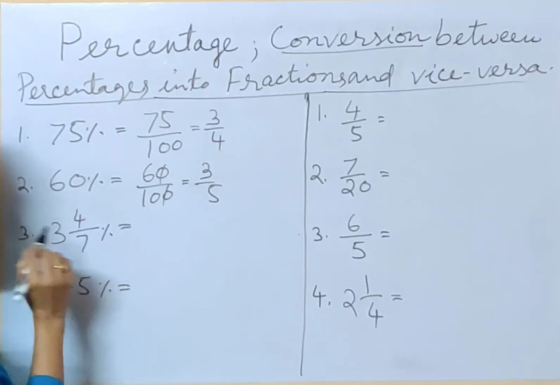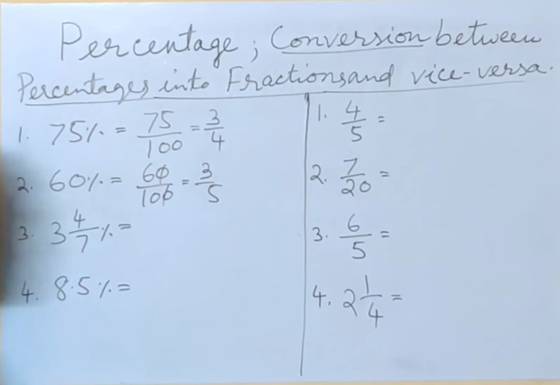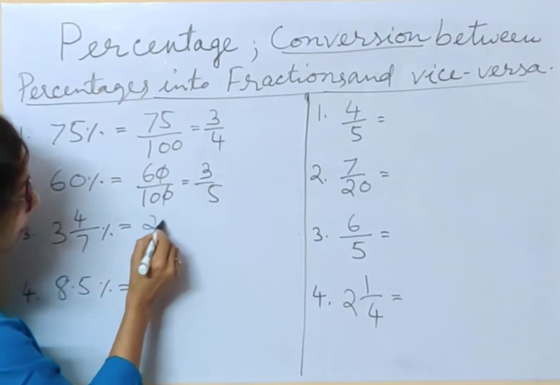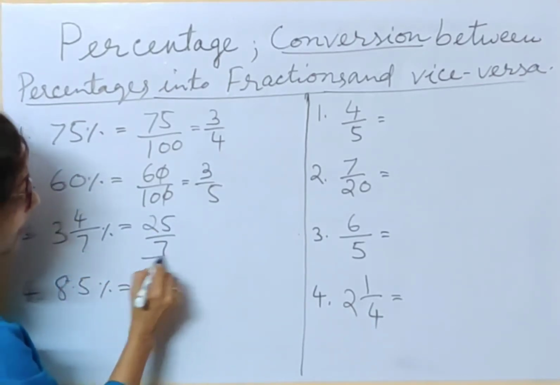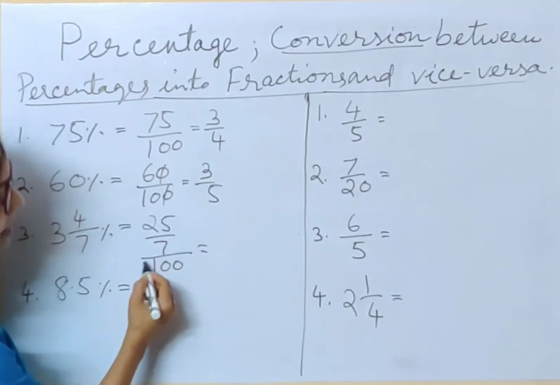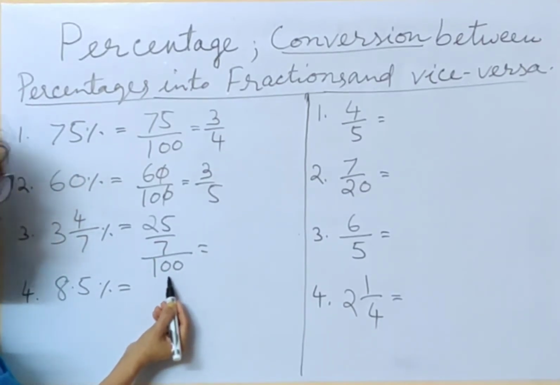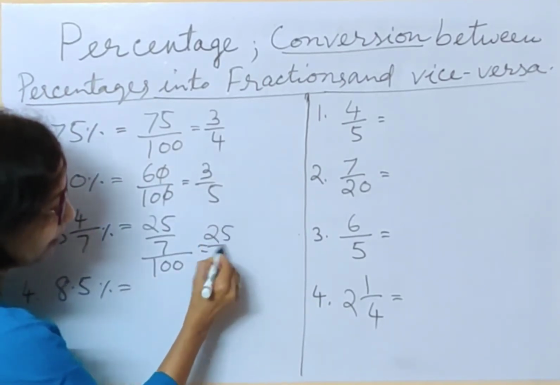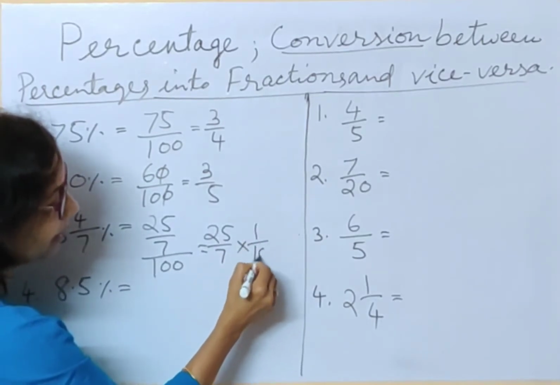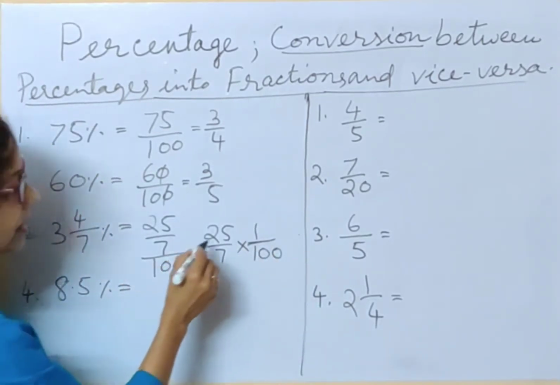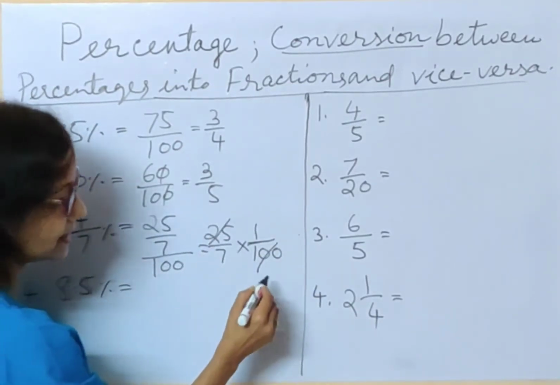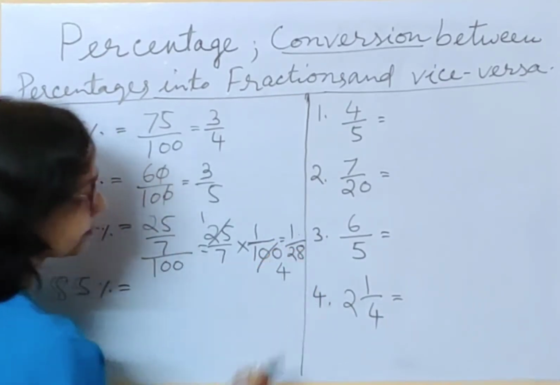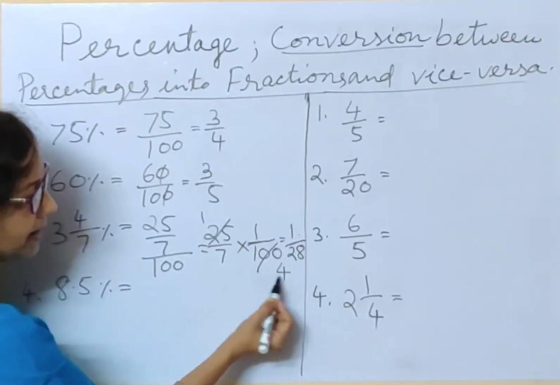Now 3 4 by 7. First, this mixed fraction we need to convert into an improper fraction. So 3 7s are 21, 21 plus 4, 25. So 25 by 7 divided by 100, because it is a percent. Observe how we write next: 25 by 7 into 1 by 100. Now 25 and 100 we can cancel. 25 4s are 100. So your answer is 1 by 28, because 7 4s are 28.